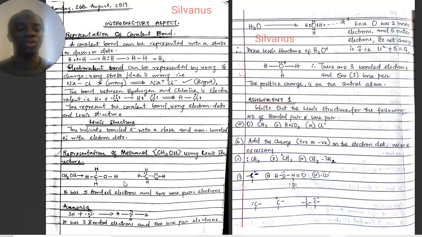You could look at this as an example. This is methanol, and in its Lewis structure you can see the bonding electrons and the non-bonding electrons. This is for ammonia. This is for water. I'm going to discuss how to draw Lewis structures in the next video.